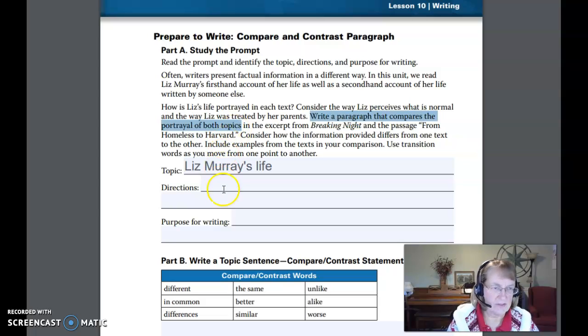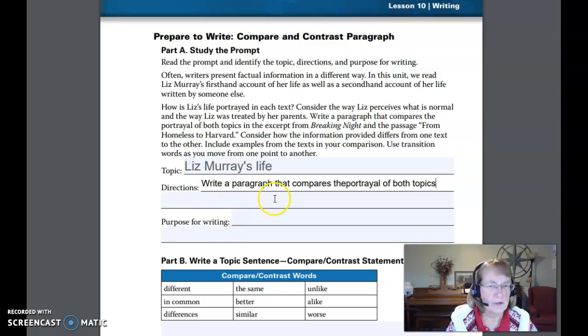I think I'm going to see if it'll just let me copy that. Yay, okay. And then the purpose for writing is, let me see what part would be considered the purpose for writing. Okay, so consider how information provided differs from one text to the other. And then we need to include, that's more of the directions, include examples from the text.